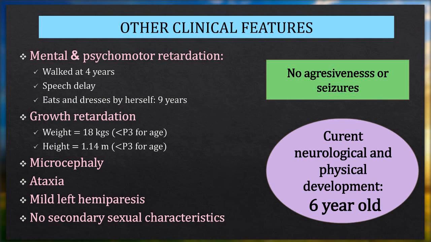She also has microcephaly, and this was noticed since birth. She has ataxia. She has a difficulty with the left side a little bit that has been improving throughout the years, especially since she turned like 6 or 7 years of age. Mild left hemiparesis, and important to notice that right now she has no secondary sexual characteristics at all. She has never presented aggressiveness or seizures around her life. And her current neurological and physical development, she's now nearly 12, corresponds to a 6-year-old.